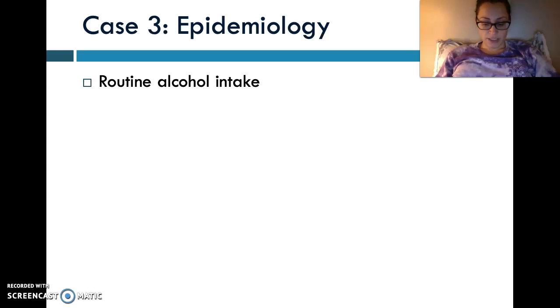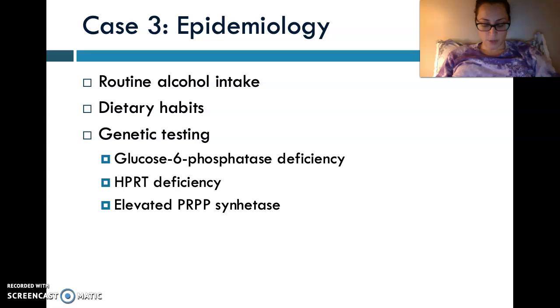Further evaluation is needed to determine the root cause of this patient's gout, including an assessment of his routine alcohol intake, dietary habits, genetic testing, and perhaps a liver ultrasound. Ultrasound of the liver can assess for hepatomegaly and fatty liver, which can help further evaluate for von Gierke disease.